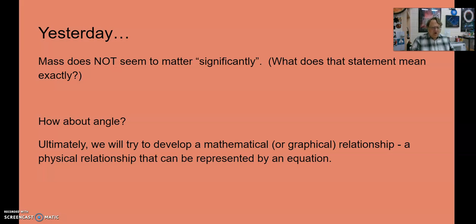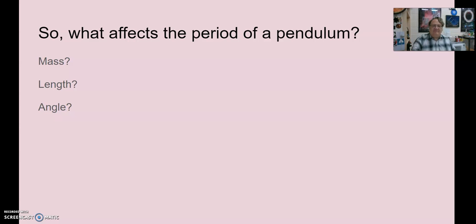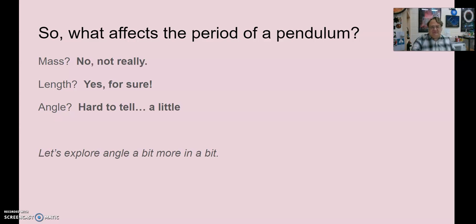Well, the angle makes a small difference. It's a measurable difference. It's a pretty small difference, but if you keep the angle very low, within about 15 degrees of vertical, then the angle makes an almost insignificant difference. But even if you make the angle bigger, it only makes just a few percent of a difference. But that's still measurable, so the angle matters a little bit. Again, mass? No. Length? Definitely. And the angle? A little bit. We'll come back to the angle just a little bit later. But for now, it does not matter.